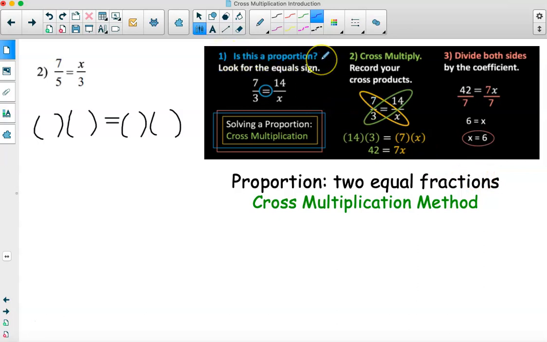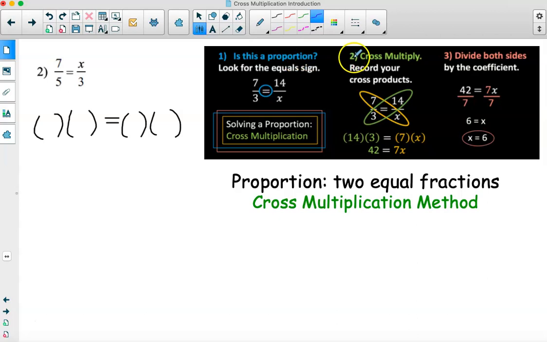Is this a proportion? So we're just making sure that this is a situation where you can use cross multiplication. So we look at the two fractions and there is an equal sign in between. So that does mean that it is a proportion. And then also, this is a case where we're going to use cross multiplication because there's a missing variable here. And we can use cross multiplication to solve for that missing variable in a proportion.